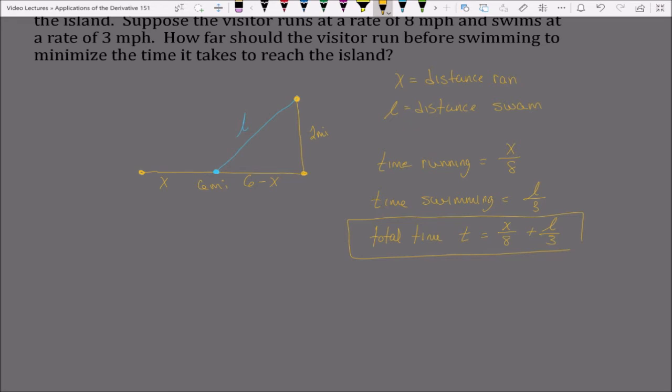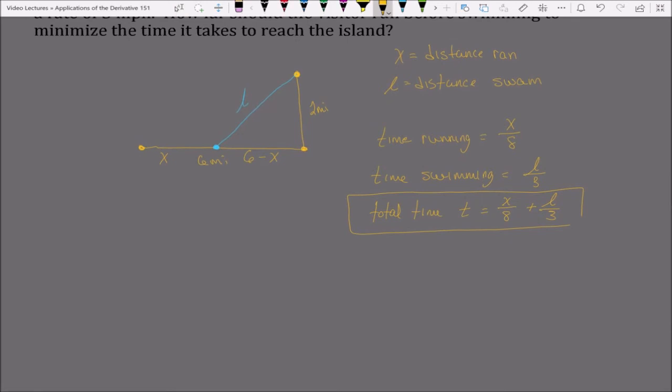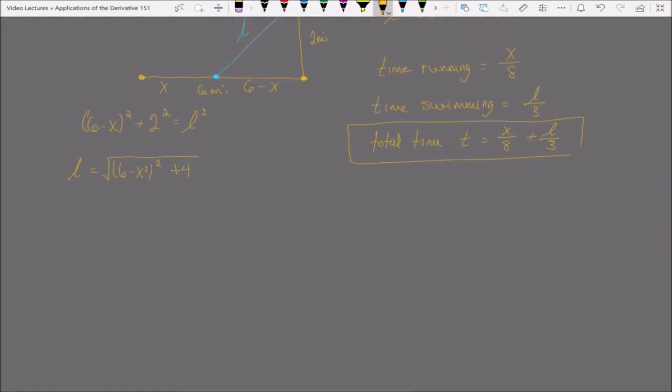We need to express L as a function of x. Well, if we look, we have a right triangle. So (6 minus x) squared plus 2 squared has to equal L squared. This means that L is the square root of (6 minus x) squared plus 4. So the time as a function of x will be x over 8 plus the square root of (6 minus x) squared plus 4, all over 3.